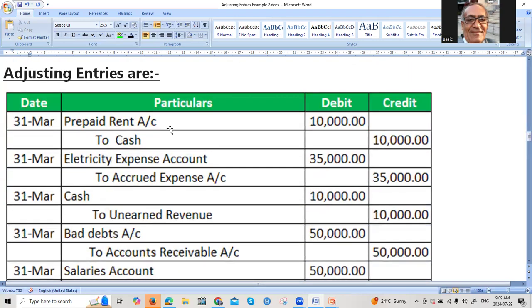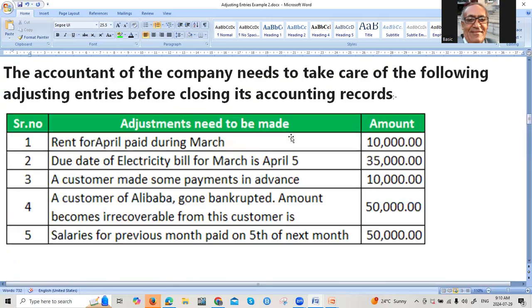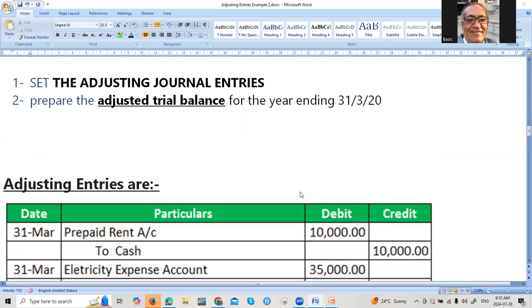For that reason, we go for the first journal entry here, and it will be from prepaid rent into cash with the amount of 10,000. Okay, so let's go back. Sorry about the disturbing voice, guys. So rent for April paid in March is 10,000.